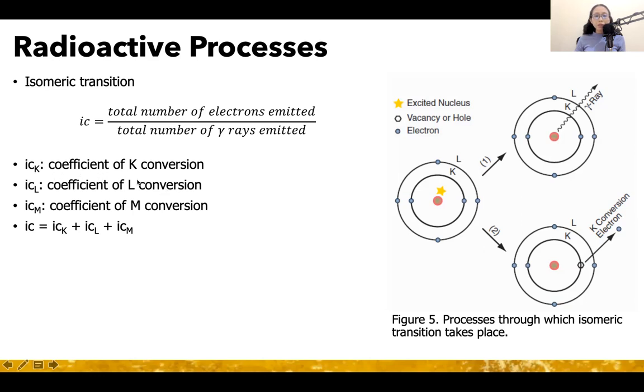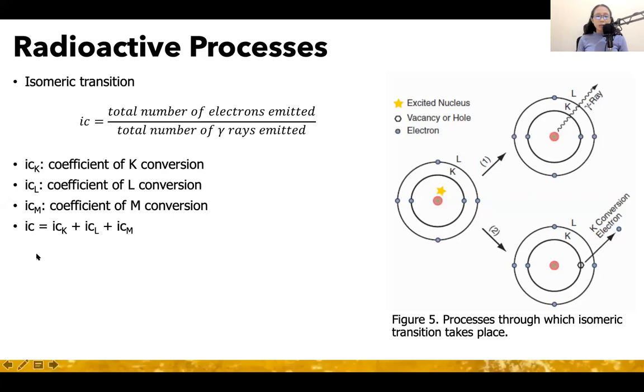Now, it is important to note that we have the coefficient of internal conversion for the K conversion, meaning an electron gets knocked out from the K orbital. We also have the coefficient for the L conversion and for the M conversion. So the total coefficient is just the sum of these three. Now, most commonly, it's just the IC that is given, okay? The total coefficient for the internal conversion. So there are some computations that you can perform using this quantity.